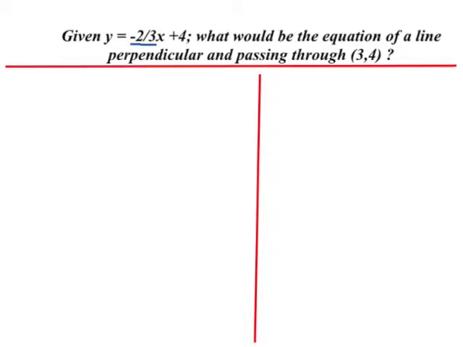So first, let's look at our slope. Well, our slope is negative 2/3, which means for a perpendicular line, the slope is a negative reciprocal. So that means change the sign. It was negative, so now it would be positive. Reciprocal means flip the fraction. So our new line is going to have a slope of 3/2.